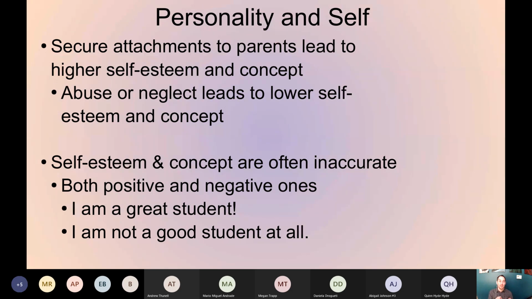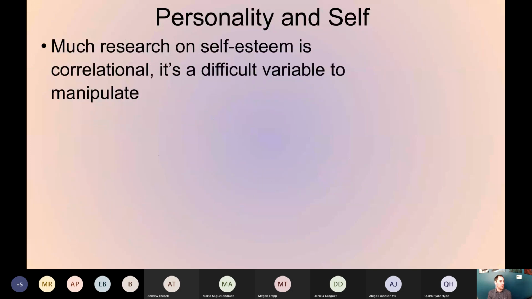So oftentimes our self-concepts and our self-esteem are inaccurate. The way to make them more accurate is direct feedback from peers, parents. That's really clear. The clarity of that feedback, having really specific examples to pull from, helps that. But more important than self-esteem and self-concept is the self-efficacy in any specific domain.